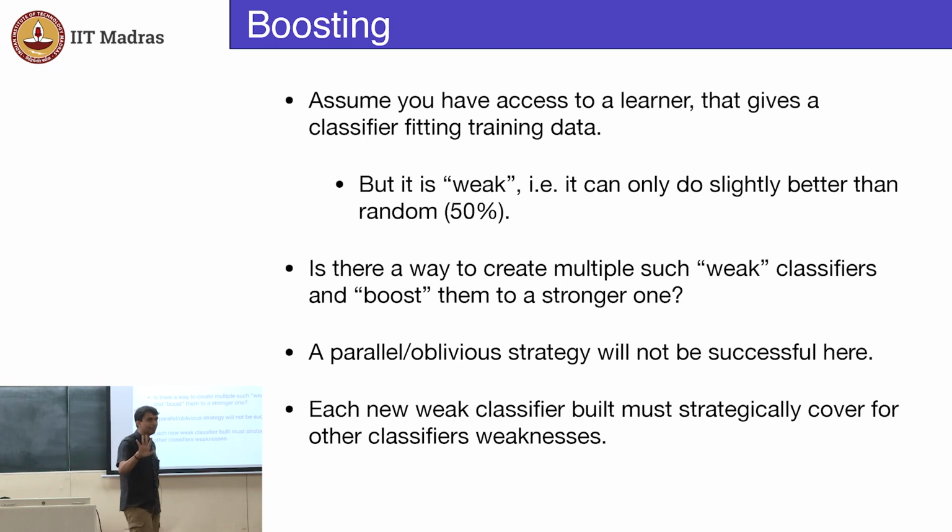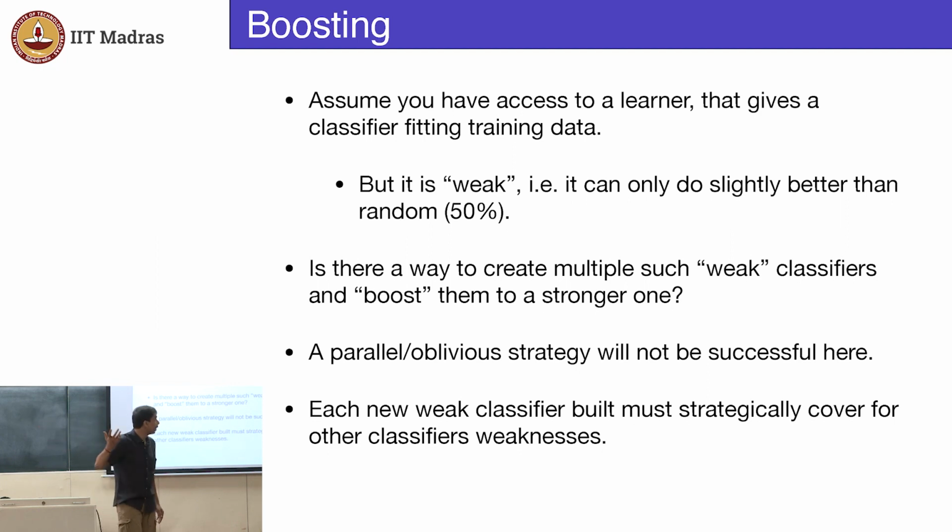Each of these people can do better than random, and they are very stable, but they are only slightly better than random. Right? So how do you combine several such learners or several such models into one strong model? So that's the question. Right? So this is the thing here.